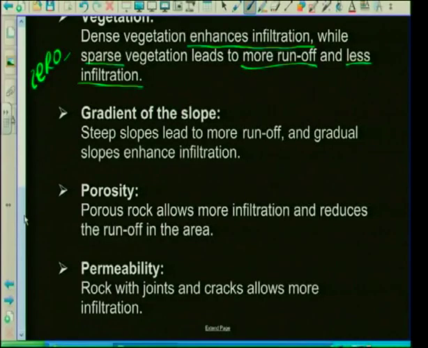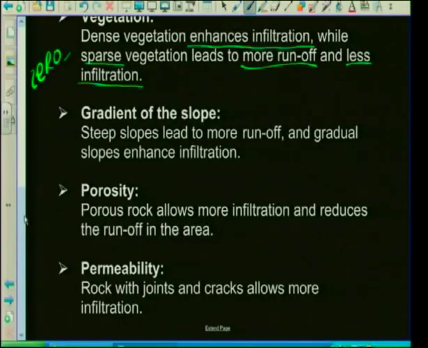If we look now at the gradient of the slope, okay, when we talk about gradient, grade 12s, we're looking at the steepness of the slope. Does it have a steep slope? Has it got a gentle slope? Steep slopes are going to encourage more runoff, which means less infiltration. Okay, so we're just going to abbreviate here so that it all fits in. But basically, if we're having more runoff, we're going to have less infiltration.